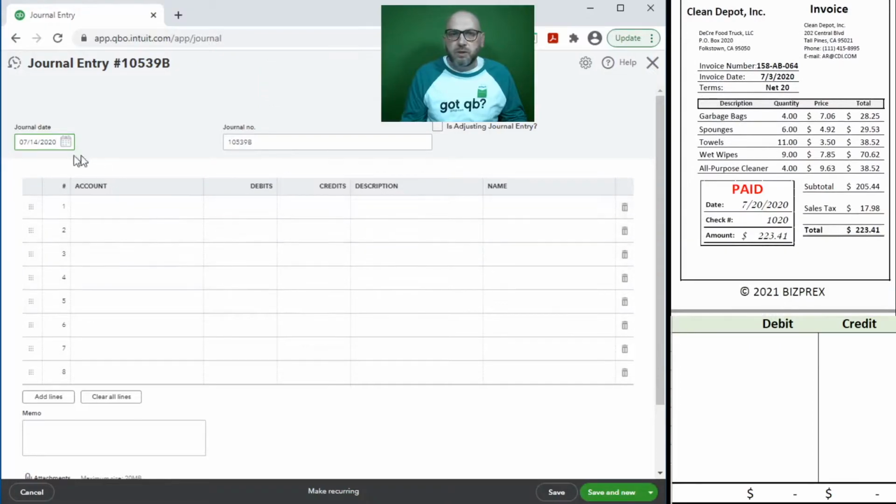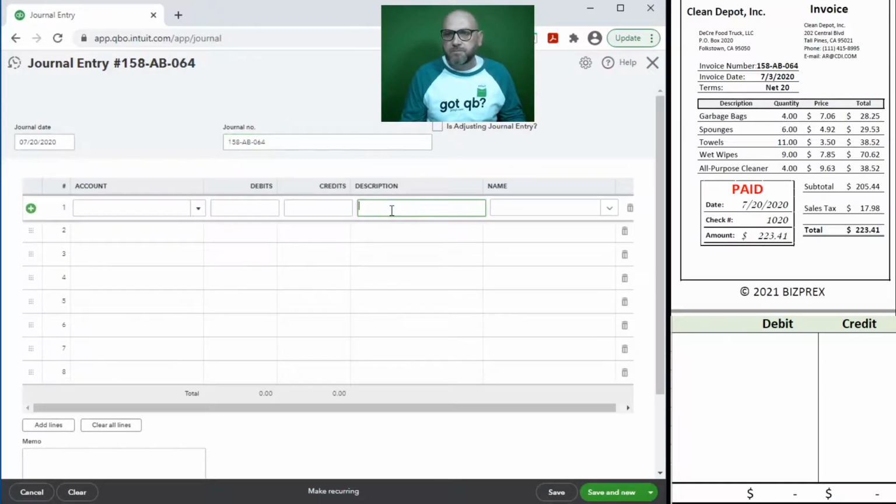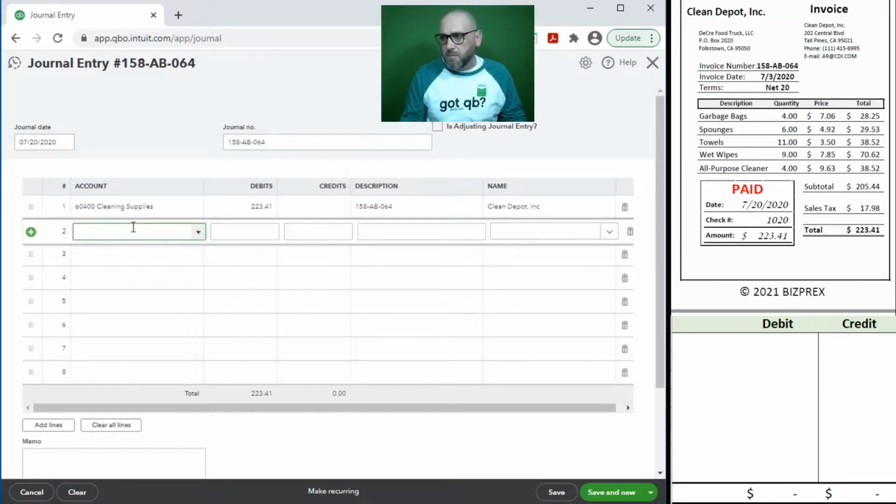Next one, we paid with the check. Again, let's make sure we reflect the date correctly. Okay, we can put it right here. What's happening here? Well, we have our cleaning supplies. That expense goes up. That has to be debited. And we know that our bank account balance will be reduced, right? So our bank will be reduced and it has to be credited in order to be reduced.